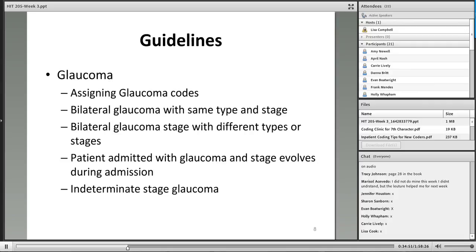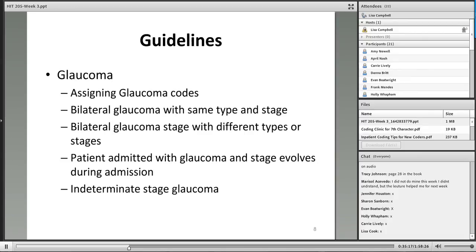indeterminate stage glaucoma has a seventh character assignment of 4 for indeterminate stage. And what's very important is that this character must be supported by documentation. So what I mean by that, the provider has to state that he doesn't know what stage the glaucoma is.